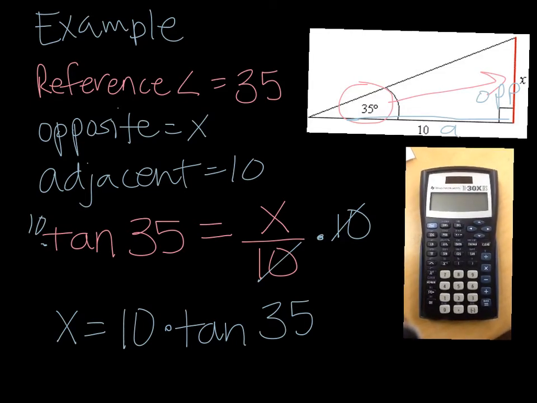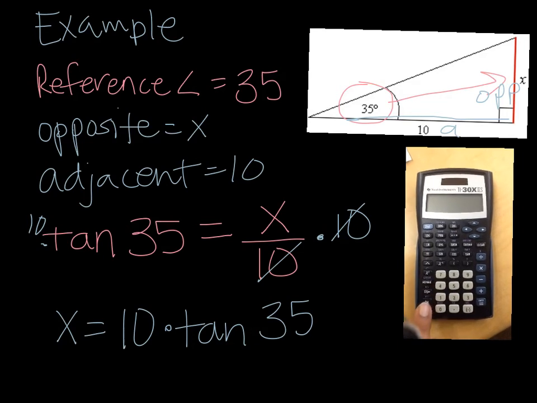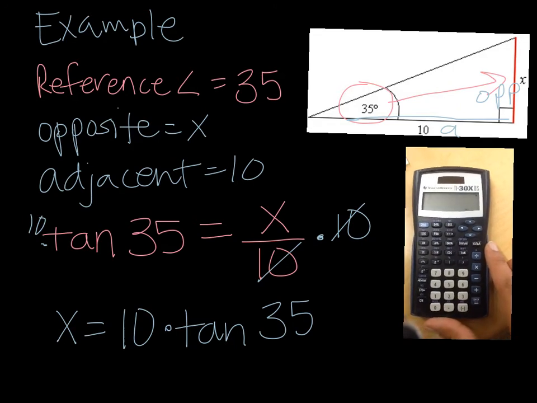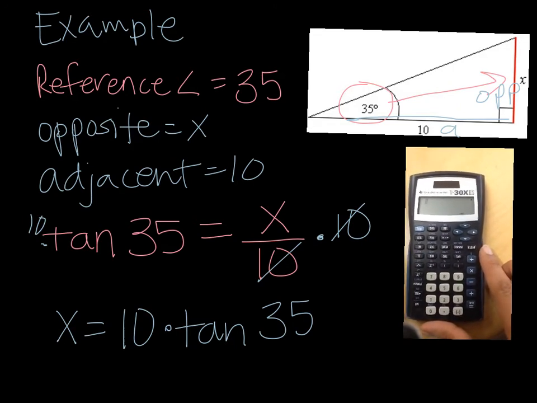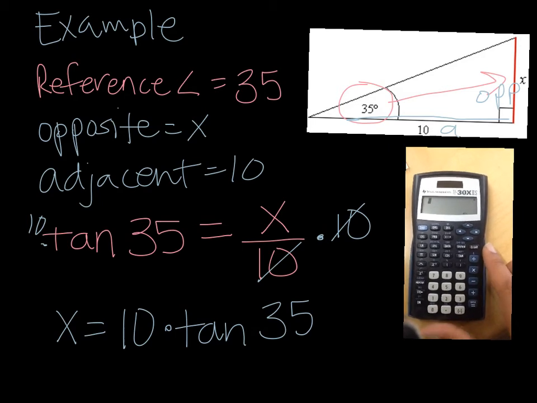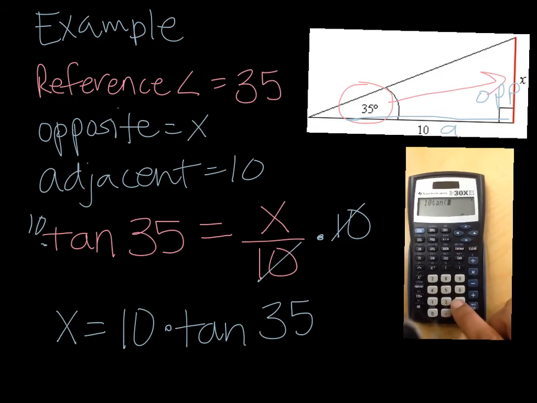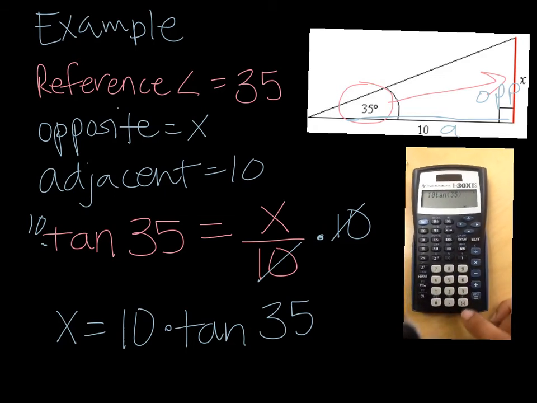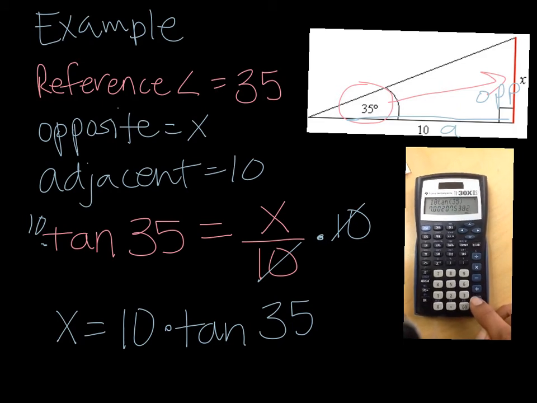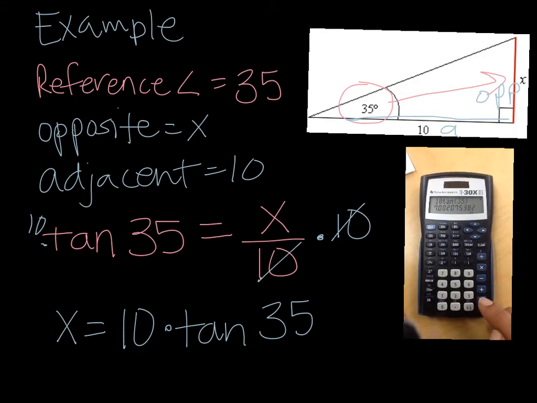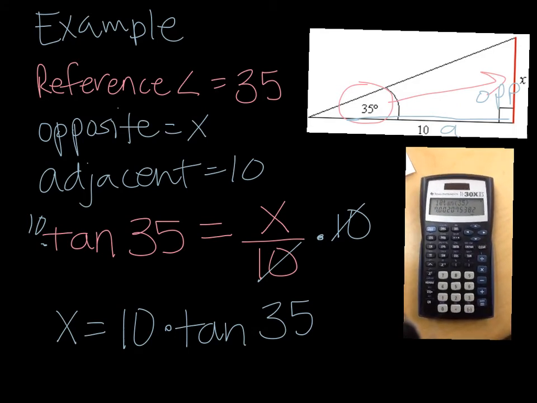First, we're going to turn the calculator on. If anything's on the screen, you can clear it out. So our equation said x equals 10 times tangent 35. So we'll type in 10 tangent 35, close parentheses, enter. And we can see we have 7.002. So we'll round it to even 7. Thus, we can write our answer as x equals 7.